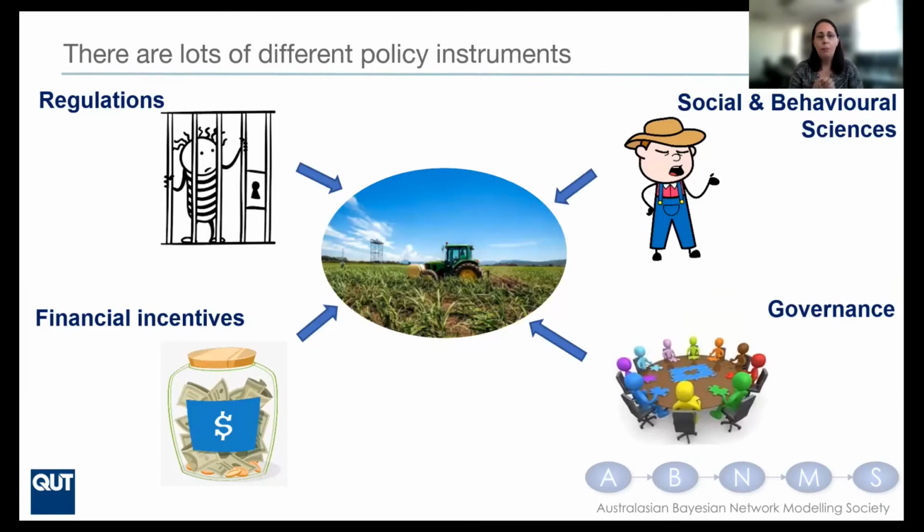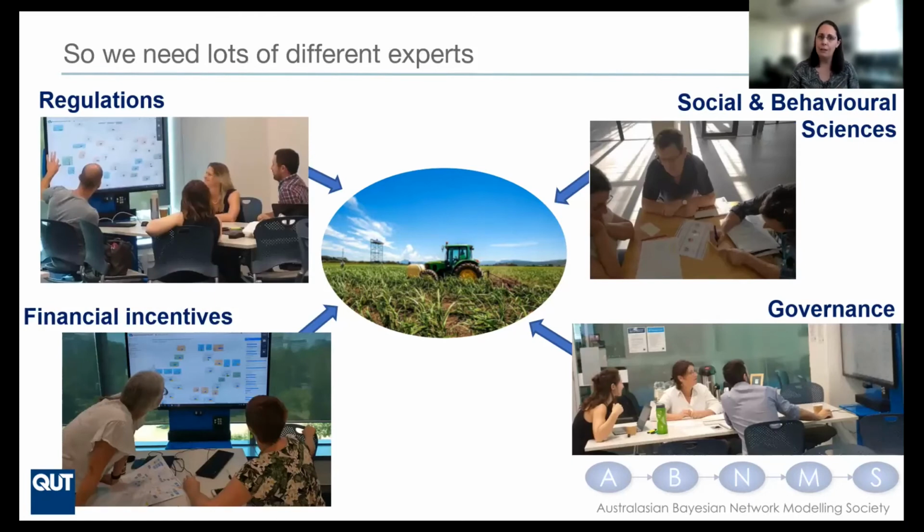Now, there's a lot of different policy instruments that we can use to convince and try and persuade farmers to adopt these practices. We can use regulations. We can offer financial incentives like grants or credit schemes. We rely heavily on our social and behavioural scientists, so things like extension and outreach programs to go out and actually work with the farmers and help them. And we have different governance strategies we can use. So based on all of these different policy instruments, we are going to need lots of different experts.